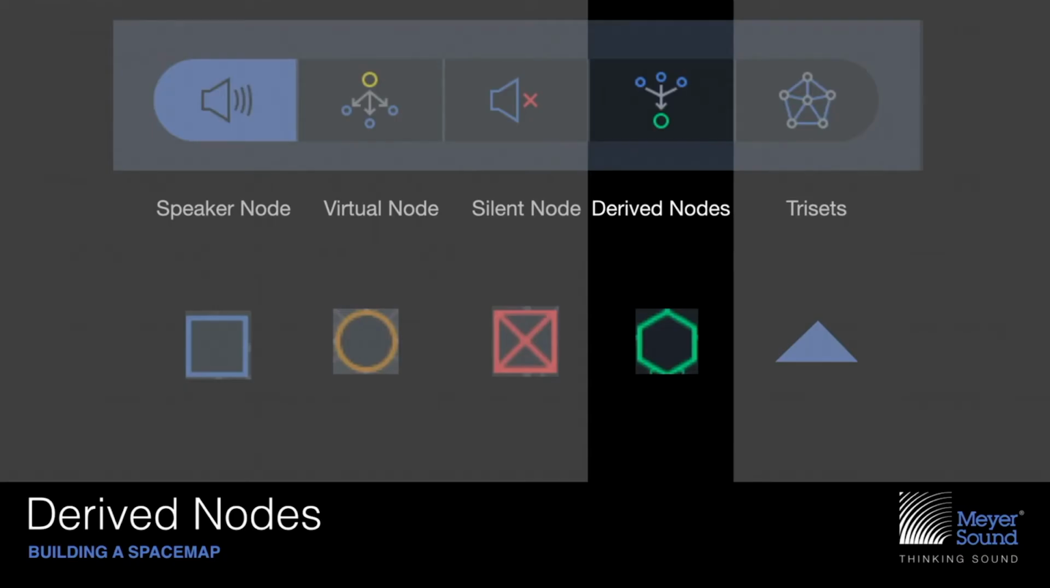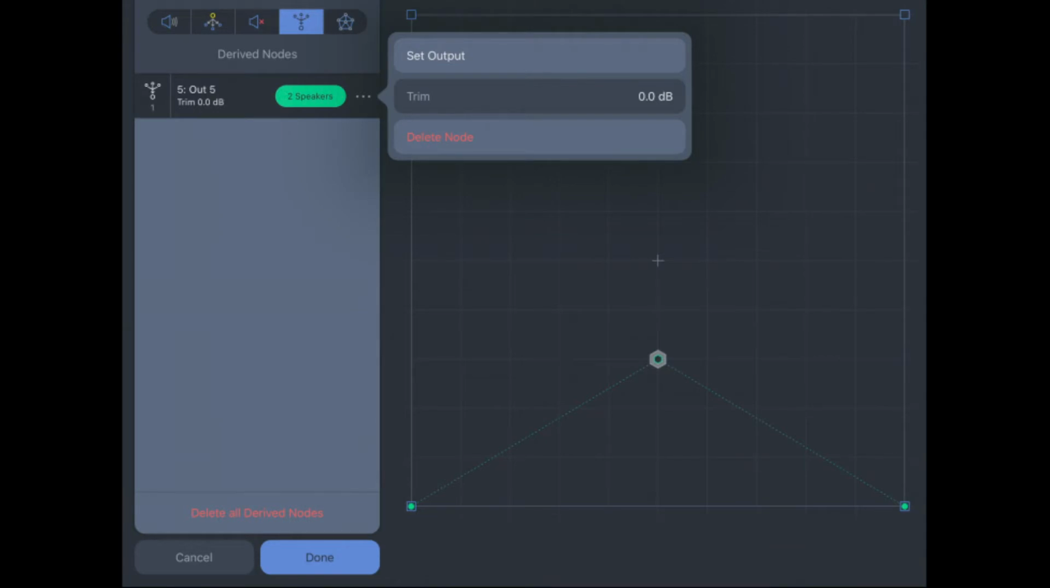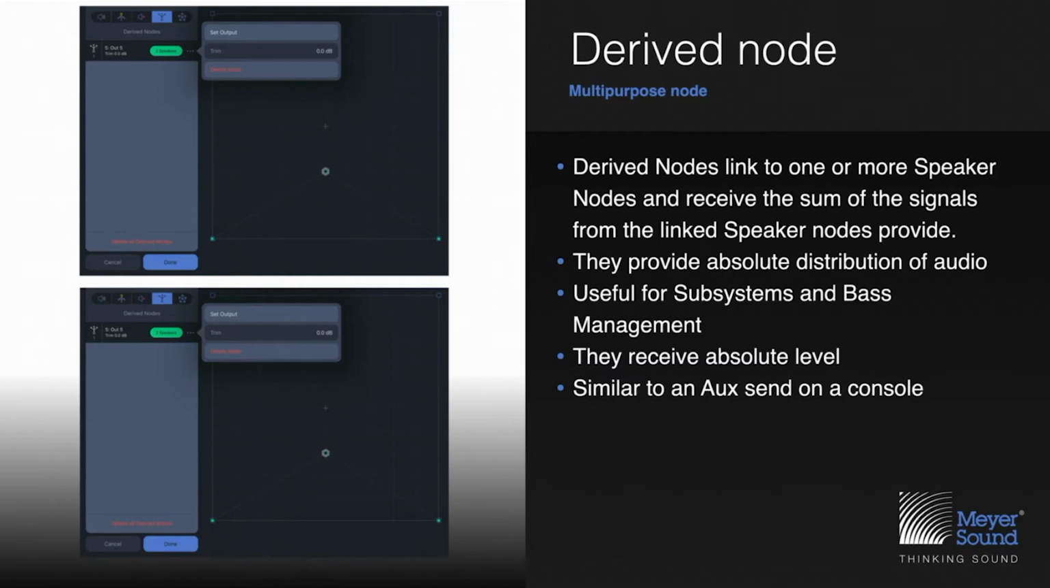In addition, we have another tool called a derived node. And unlike a virtual node, a derived node derives its audio signal from what speaker nodes are connected to it. So if I have a left and right speaker node and I have one subwoofer, I can link my 2 speaker nodes to the one derived node and make that derived node output the subwoofer. So this is similar to an aux send on a mix console in that I can have a whole bunch of things and send it down one pipe to one speaker. So this is a great way to deal with subsystems and fills.